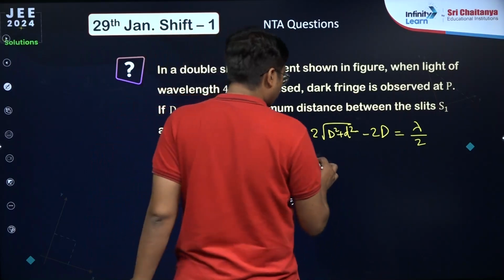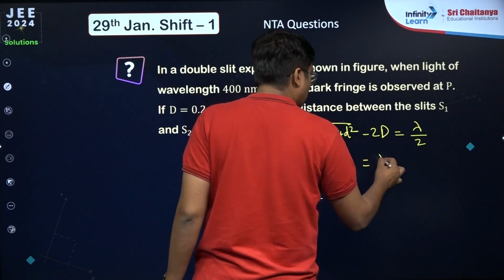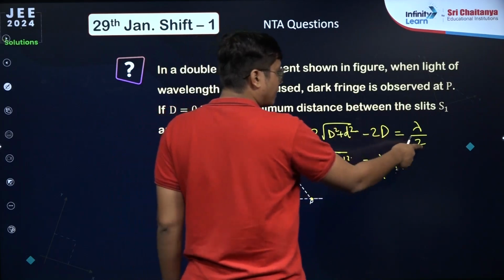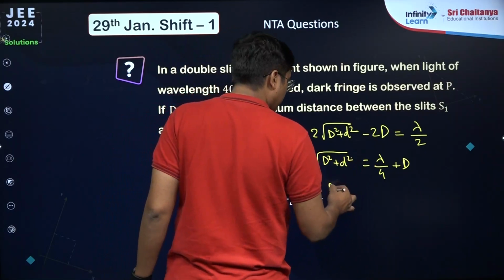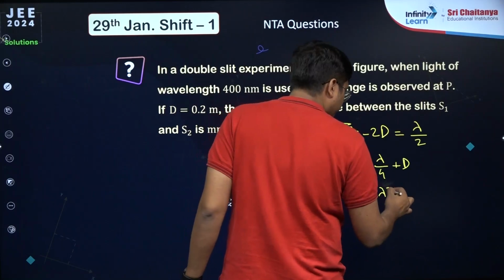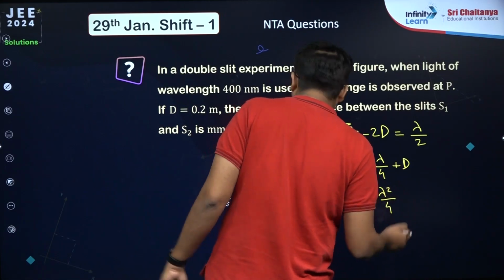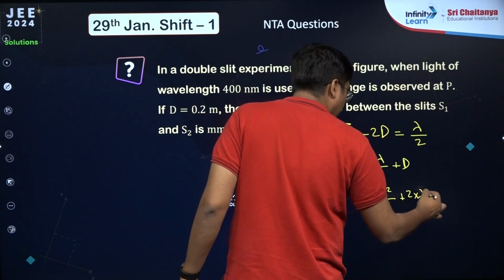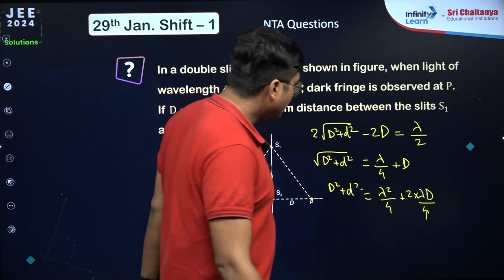So first and foremost, capital D square plus small d square is equal to lambda by 4 plus capital D. I took the 2 common here and sent it down to make it lambda by 4 plus D. So capital D square plus small d square, I squared both sides. Here I'll have lambda square by 4, or let's just keep it, lambda square by 4 plus 2 into lambda by 4 into capital D plus D square.